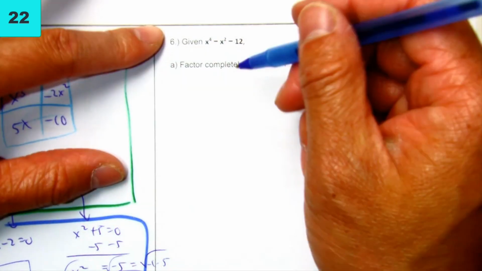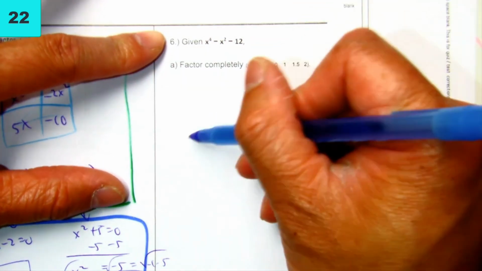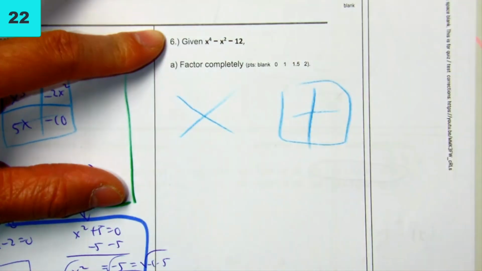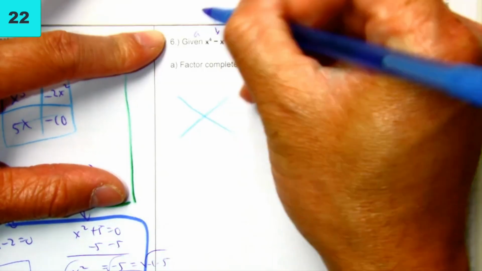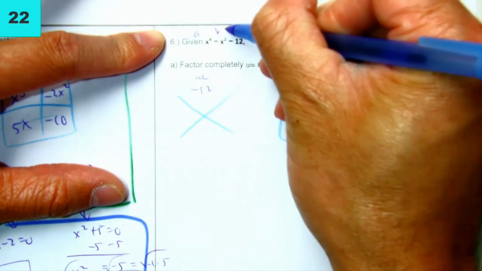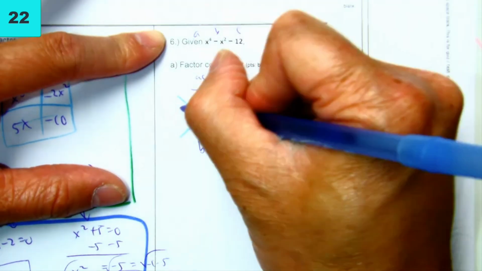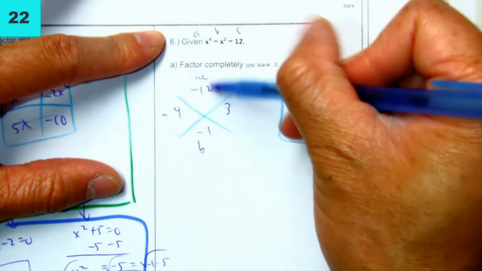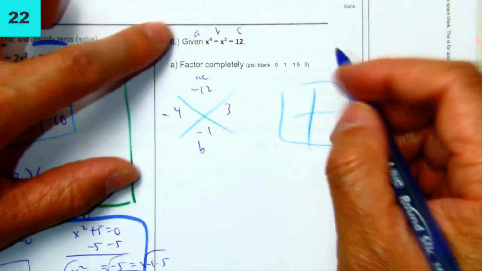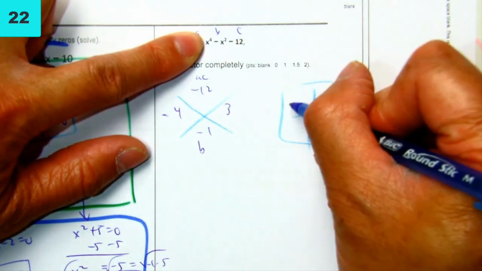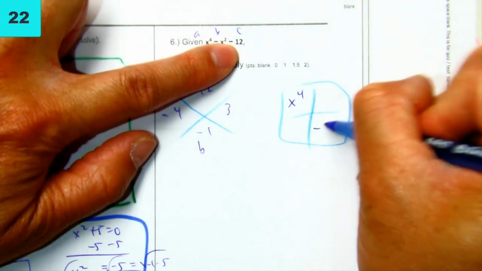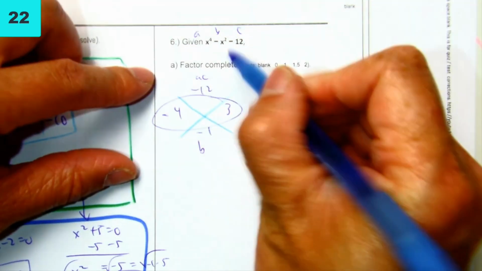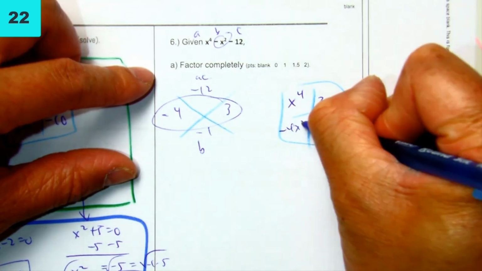Okay, I'm just going to use my X box method. A, B, C. A times C is negative 12. B value is negative 1. I know it's going to be 4 and 3. This will have to be negative. Multiplies to be negative 12. It has to be negative 1. This one goes up here. Down here always. Negative 4 and 3. These are splitting the middle term, so that'll be x squareds.